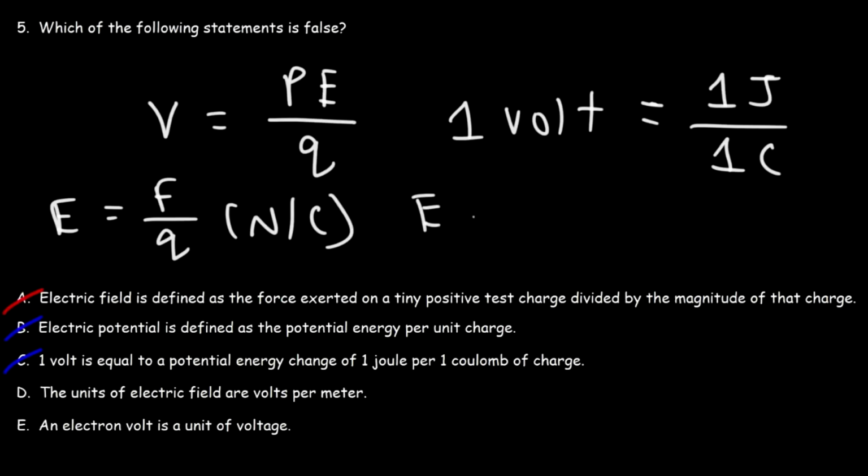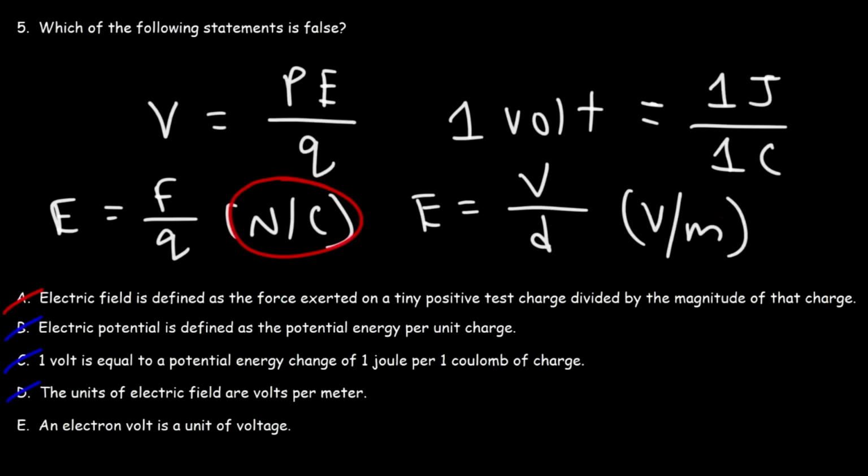You can also calculate the electric field using this formula, particularly if you have 2 parallel plates, if they're both charged. It's the voltage difference on those plates divided by the separation distance of those plates. So it has the units of volts per meter. So D is a true statement. There's 2 units of electric field you need to be familiar with: newtons per coulomb and volts per meter.